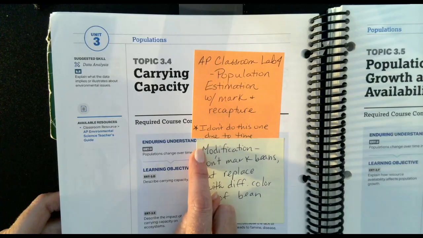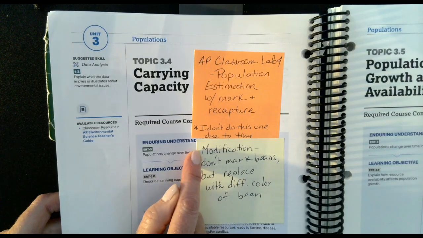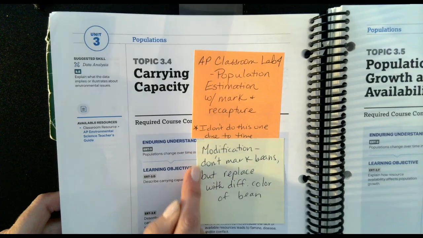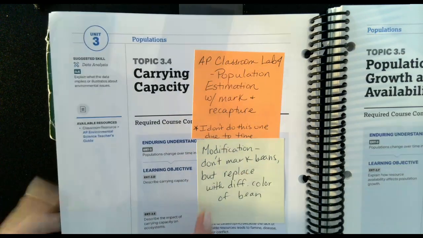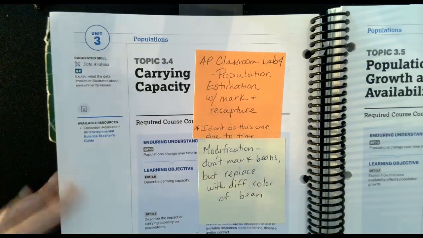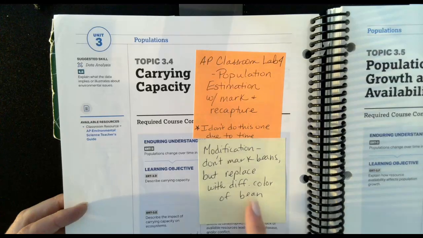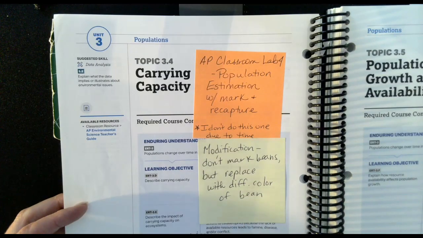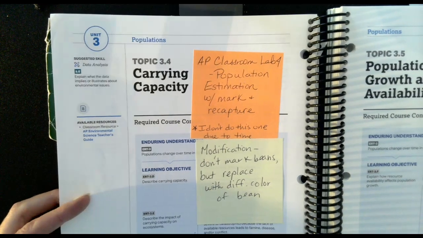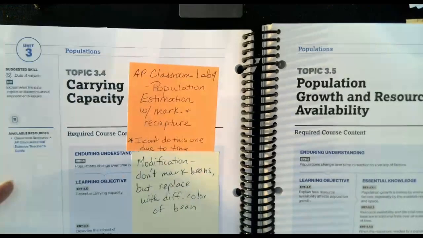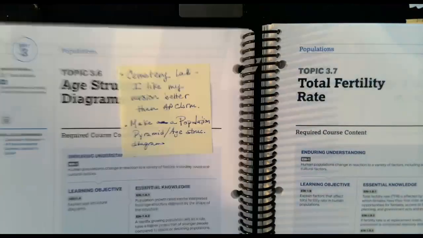I learned a modification this week from people that say don't mark the beans with markers, but every time they get one, instead of marking it with like a Sharpie, you can just change the color of the bean, and that is really a good way to not get marker all over everybody's fingers, etc., and save beans.